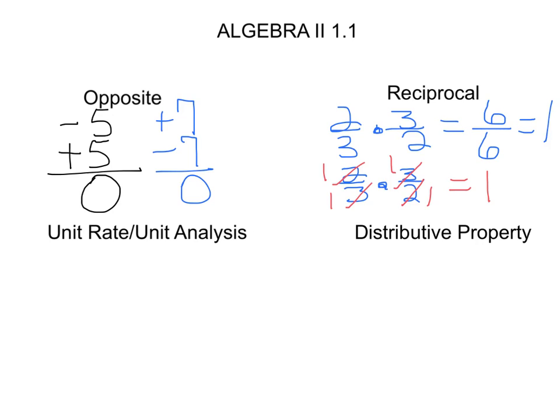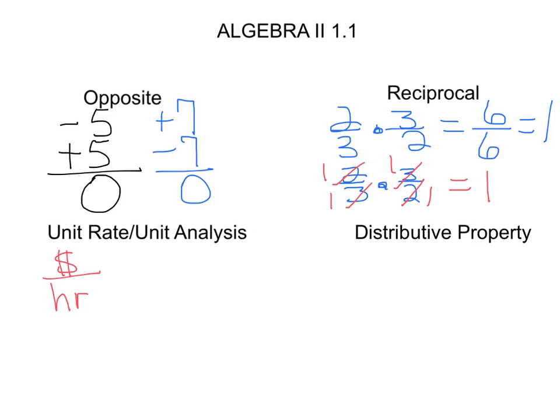Okay, now we're going to talk about unit rate analysis. If somebody comes up and tells you that they worked for 4 hours and they earned $36, they wouldn't say that they earned $36 per 4 hours. To get the unit rate, you would need to know what they made per hour. So that's what we're talking about, unit rate analysis. We always talk in dollars per hour.